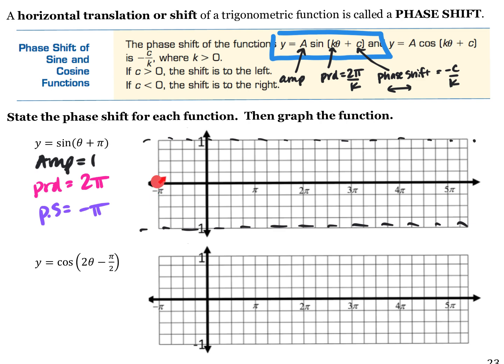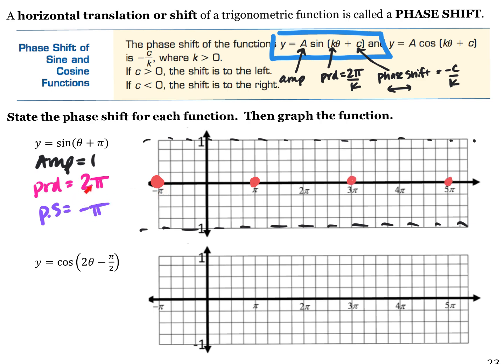That's what's new today. When you have parentheses, it's going to shift that start point left or right something. Then you go from there, and this is my new start point. The period's 2 pi. When's the next time I'm going to get to that start point? At 1 pi. Very good, because that's 2 pi away. So I'm going to go every 2 pi.